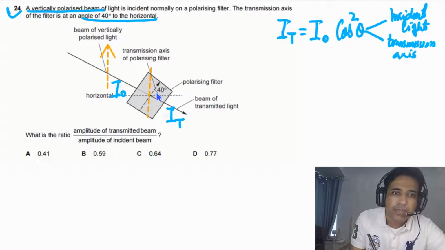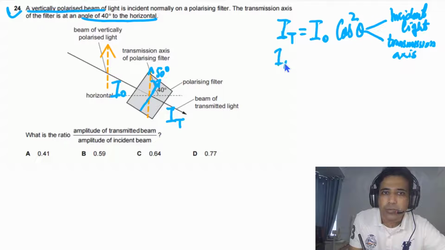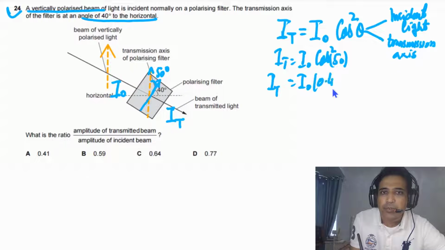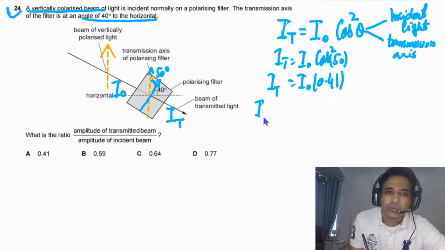So in this case, the angle between incident light, so this is incident light because this is vertical, and this is our transmission axis. The angle between these two is 50 degrees. So simply we can write IT is equal to I naught cosine square of 50 degrees. If we solve this, we get IT equal to I naught times 0.41. So we can also write IT over I naught is equal to 0.41.